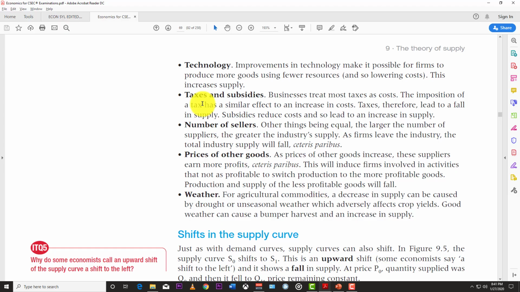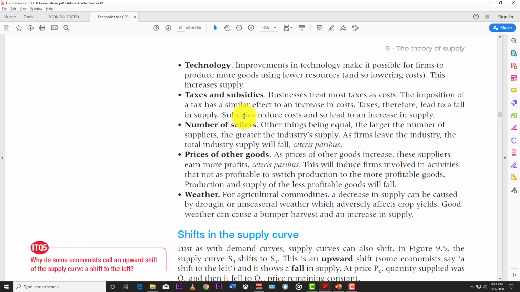Subsidies are when the government assists you financially in production. Therefore, if subsidies are added to production, your supply would go up, meaning it's cheaper for you to produce now. But if the subsidies are taken away, let's say a subsidy for electricity is taken away from the producer, now the electric bill will go up and therefore your supply would fall because the cost of production is now higher. So businesses treat most taxes as a cost.